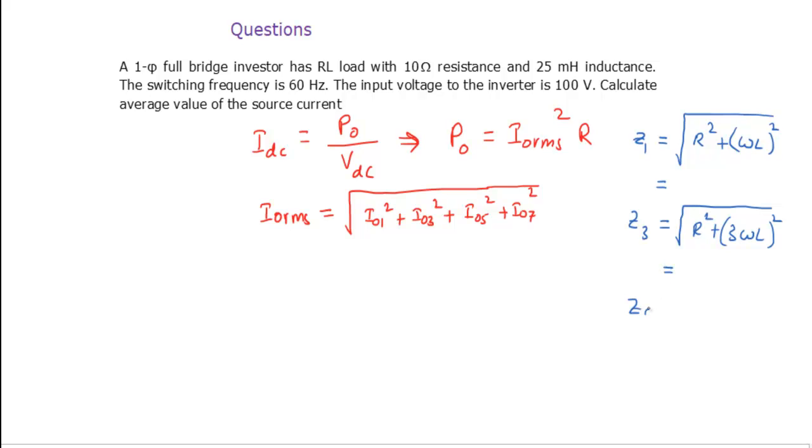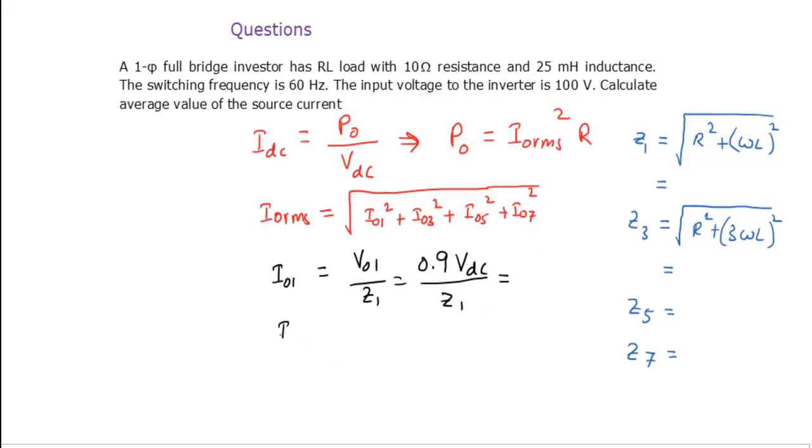So likewise Z5, Z7. Once you know these things, then you can calculate the RMS current, which means we need to get the I01, I03, I07. What is I01? I01 is nothing but V01 divided by Z1. I already told you V01 is nothing but, for the full bridge inverter, 0.9 VDC. So you can take that equivalent value and get the I01.